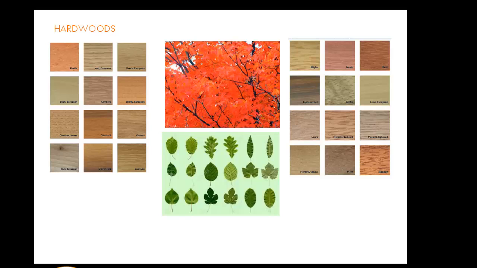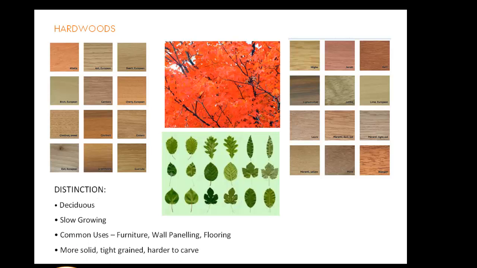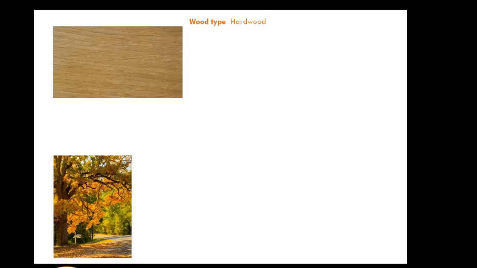The resources we're using in this presentation come from Trada. You can see from the images various types of woods and how their grains look. But predominantly, what's the distinction for a hardwood? It's slow growing, with common uses in furniture, wall paneling and flooring, and they tend to be more solid, tight grained and harder to carve.